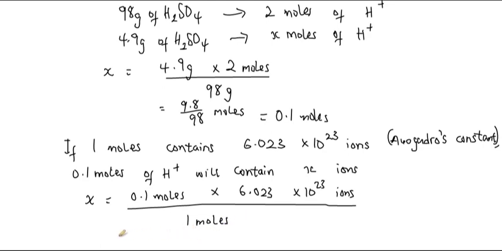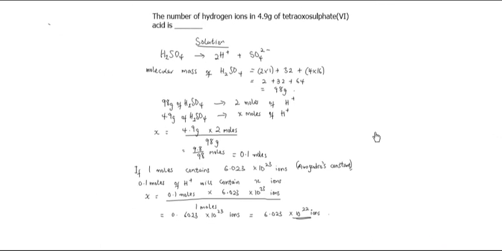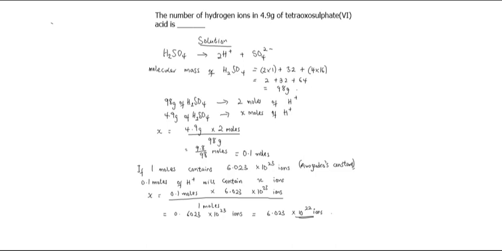So solving this now, we have X to be equal to 0.6023 times 10 raised to the power 23 ions. In standard form, this is also equal to 6.023 times 10 raised to the power 22 ions, which serves as the final answer. So with what we just did now, we've calculated the number of hydrogen ions present in 4.9 grams of tetraoxosulphate 6 acid, which is 6.023 times 10 raised to the power 22 ions.